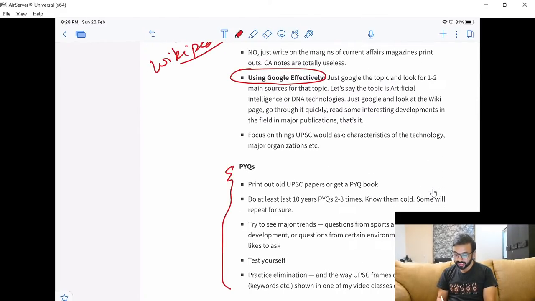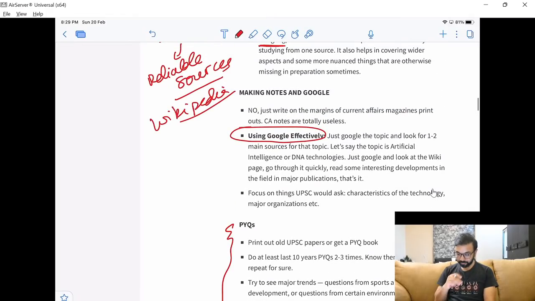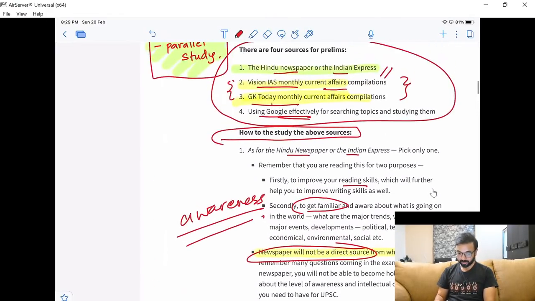PYQs, for PYQs, I say print out the old question papers, look at the questions of the particular topic that you're studying. Let's say you are studying current affairs, economics. So try to look at the various questions from economics they have asked in the past few years. You will get an idea how to study that particular topic, because questions will give you an idea of what they ask and how it can be studied. That way you should go about studying for prelims current affairs.